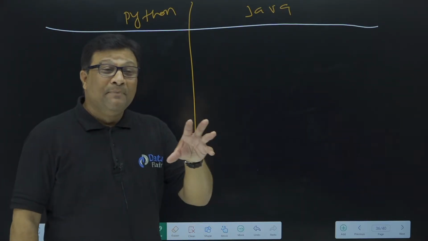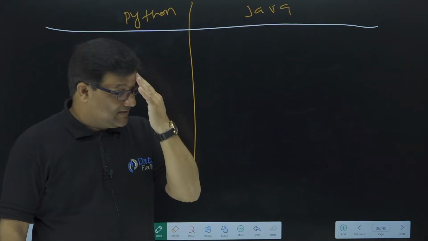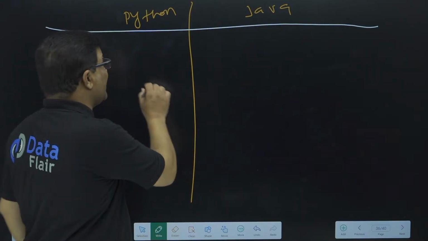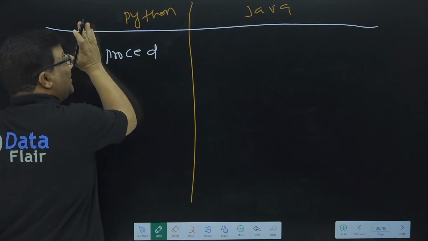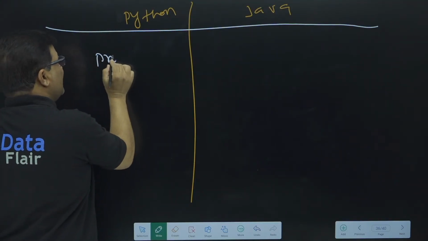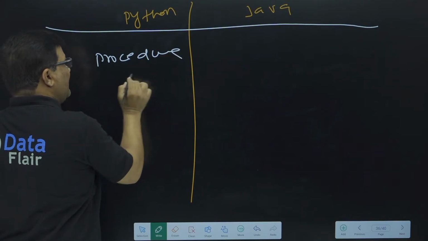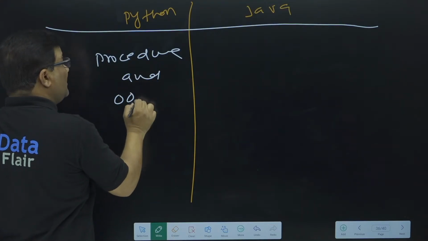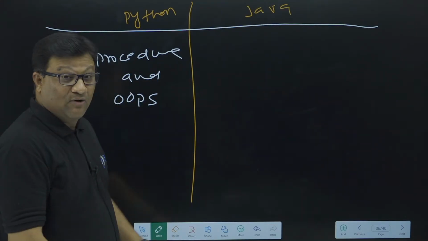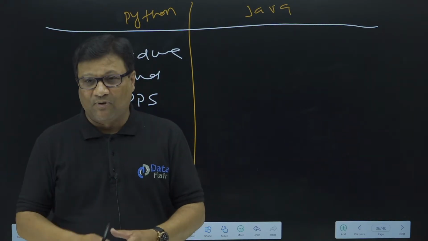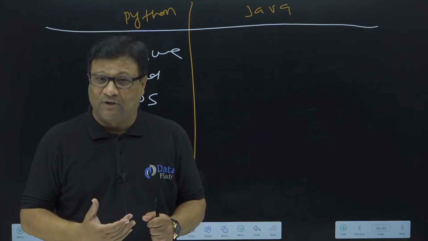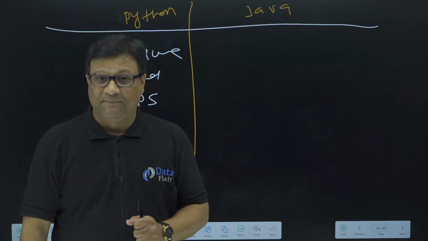Okay, see, the major important difference, again the same. Python is both procedure and object oriented, not Java. Python is both procedure and object oriented, because in Python also we write code without object oriented programming. When we start to learn Python, we never start with the class concept.